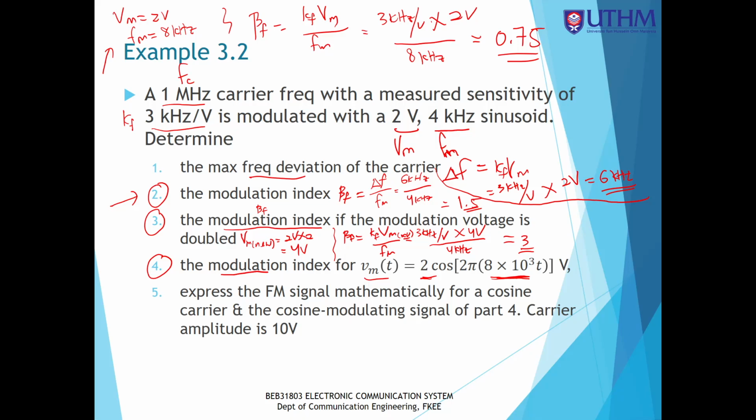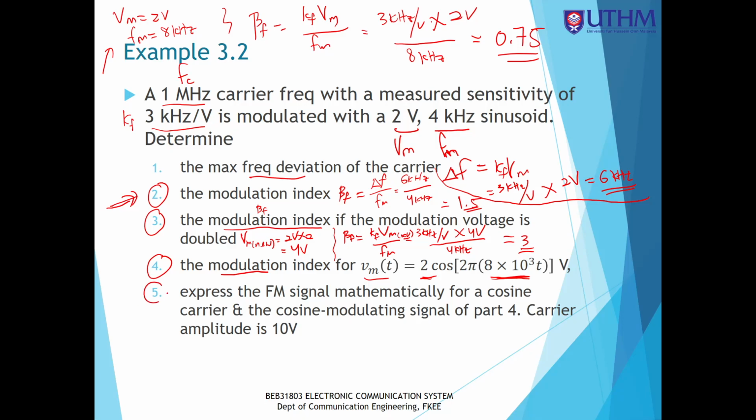So since we increased the modulating signal frequency, beta f becomes smaller, half of it. Half of 1.5, which we already got from question number 2. The modulating signal frequency is increased, so beta f is half of it, separuh daripada 1.5, which is 0.75. And then what?